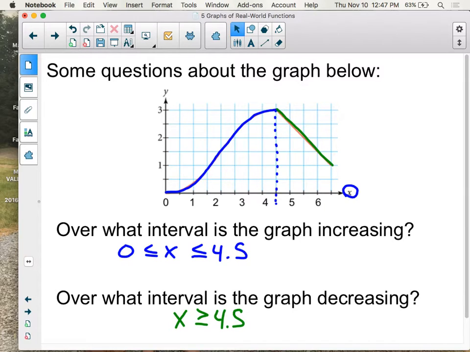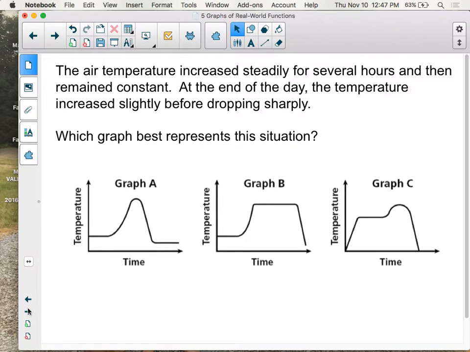So now let's go the other way. Let's take a story and make a graph out of it. So we have an air temperature. It's increasing steadily for several hours. Okay, so some key phrases there. It's increasing and steadily. Think about what steadily might mean. Probably going up at the same rate, a constant rate.